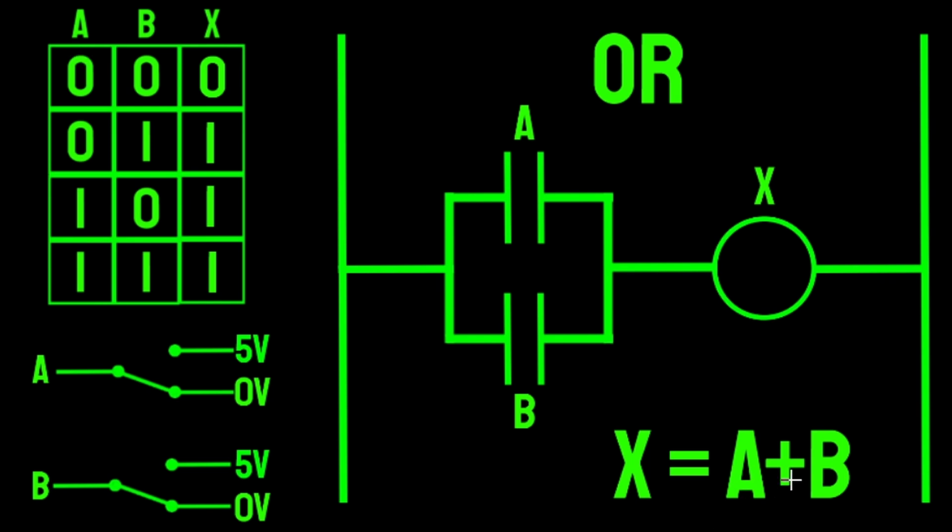The OR function is represented by the addition sign. A OR B is represented by A plus B. And so in Boolean algebra, 1 plus 1 equals 1, because we can only have 2 states.